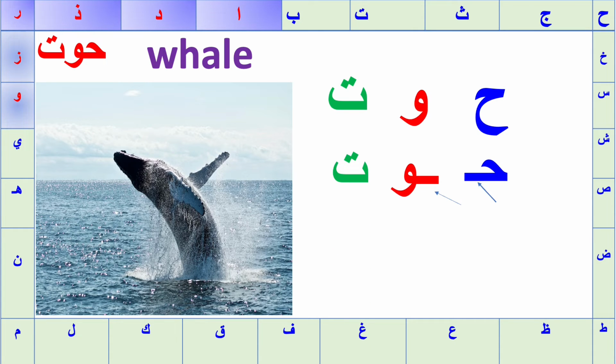The ha and the waw can connect with one another, but the ta cannot connect with the waw because the waw can only connect to the right hand side. It can only connect with the letter to the right. The final shape for this word is this one: hoot.